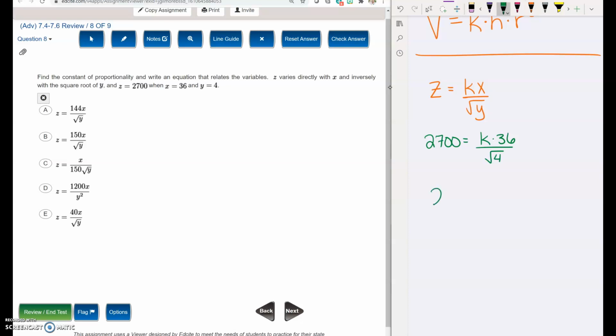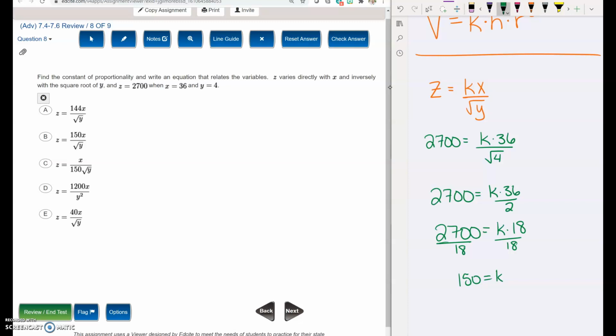The square root of 4 is 2. And 36 divided by 2, that's pretty easy to do in our head. 36 divided by 2 is 18. So this is 2,700 equals k times 18. Divide both sides by 18. And we get 150 equals k.